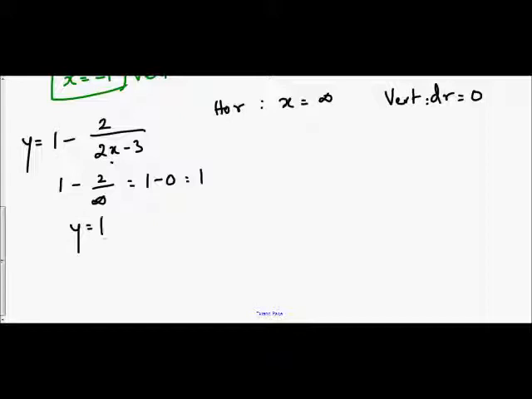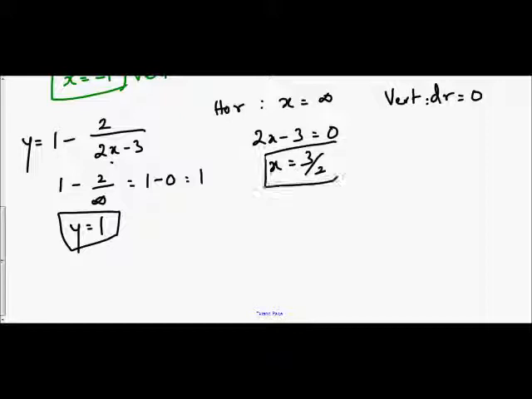So y equal to 1 is our horizontal asymptote in this case. What about the vertical asymptote? You need to make the denominator 0. So 2x minus 3 is equal to 0, which means x is equal to 3 over 2, and this would be our vertical asymptote. So the function would be between these two.